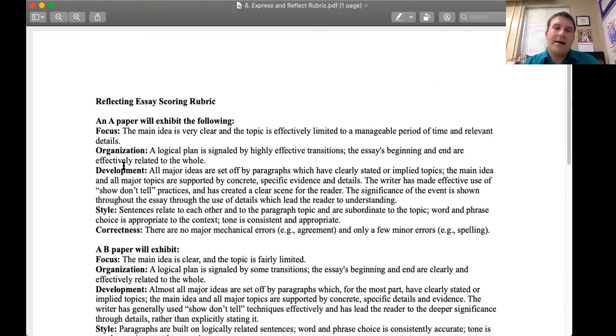Organization. In order to get A organization, a logical plan is signaled by highly effective transitions. The essay's beginnings and ends are effectively related to the whole. So you have a good introduction, you have a good conclusion, you actually have a conclusion, and then you transition from idea to idea as you tell your story.